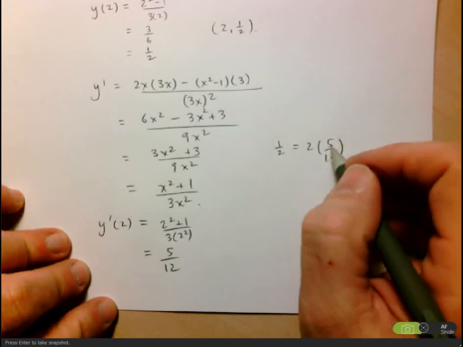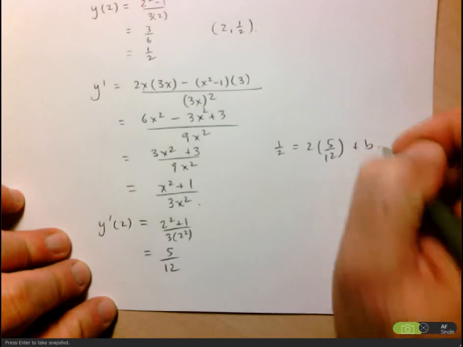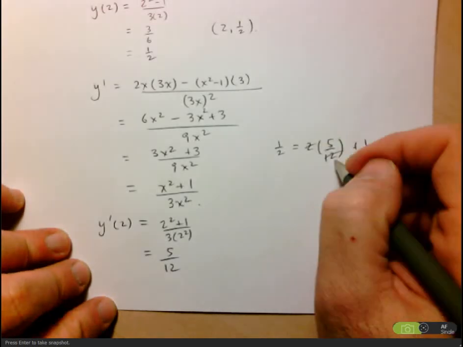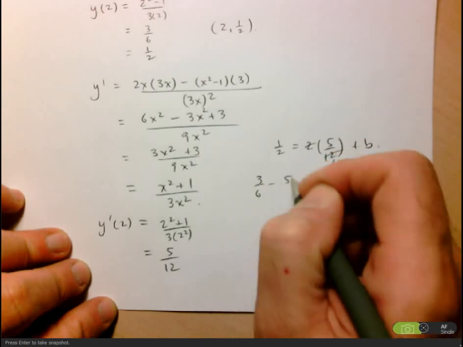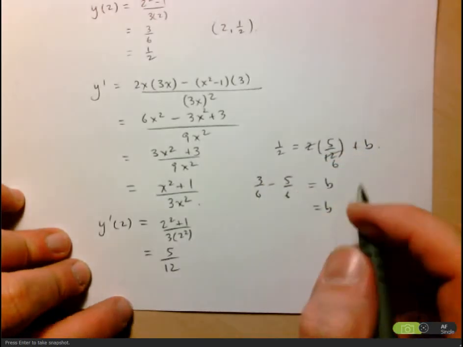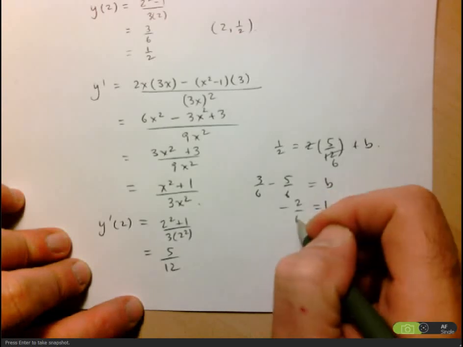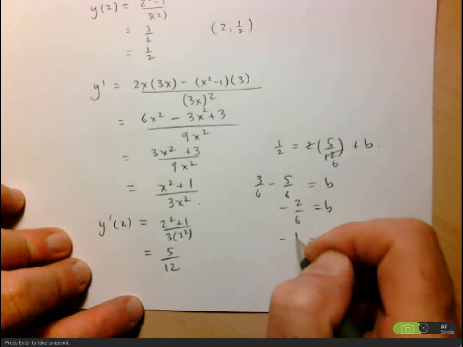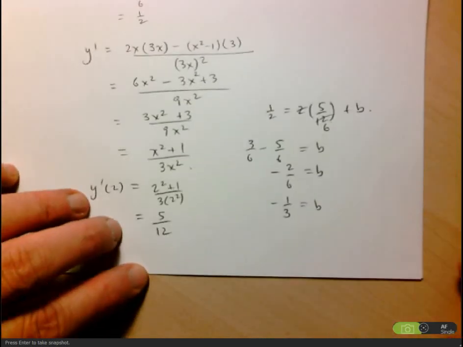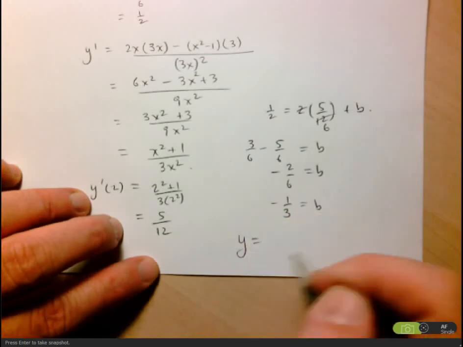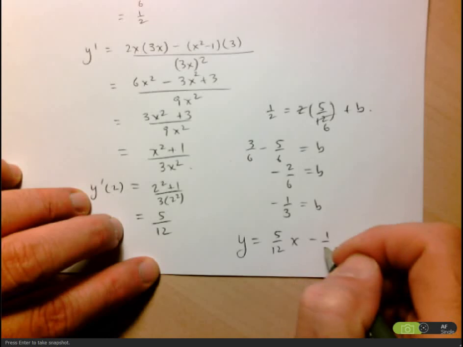Okay, there's our x and y, and our slope, and then plus b. So here we're left with 5 over 6, so b is equal to 3 over 6 minus 5 over 6, so b is equal to negative 2 over 6, so b is equal to negative 1/3. Okay, and so here we've got our final answer: y is equal to 5 over 12 x minus 1/3.